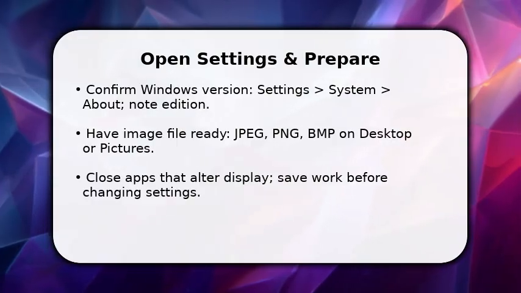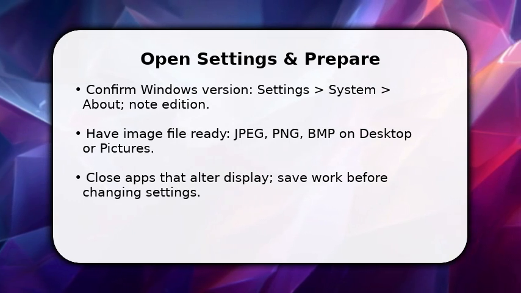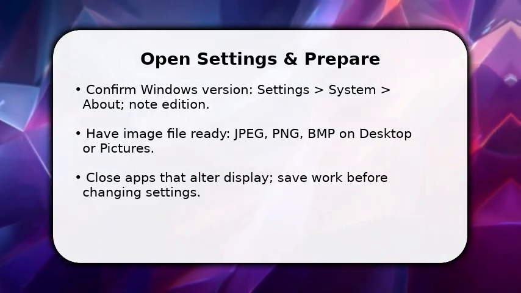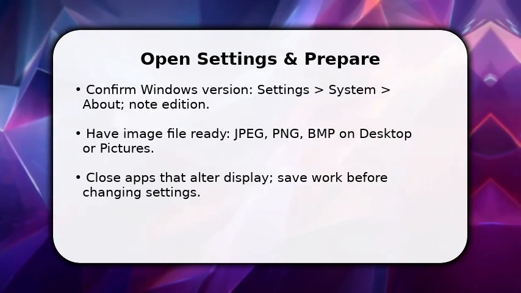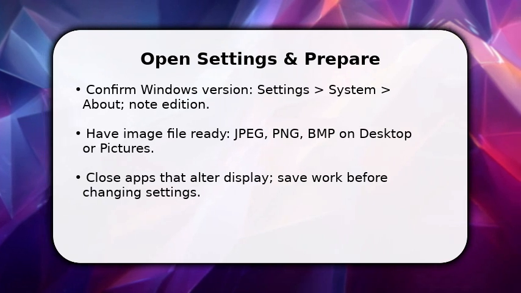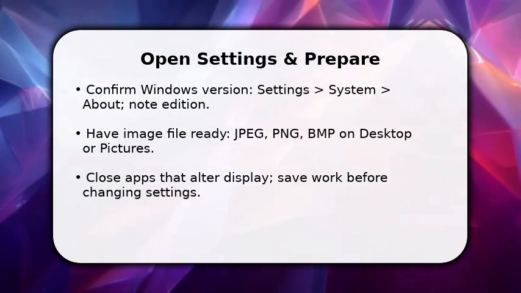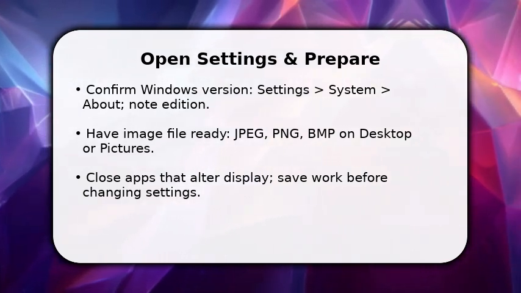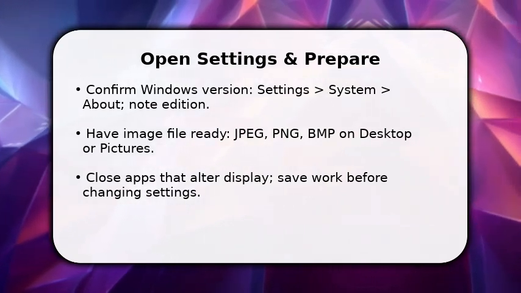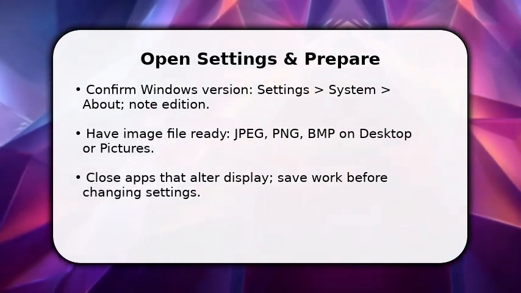You start by opening settings immediately. Press Windows key plus I. Once done, go to Personalization then Background. You need a saved image file in an accessible folder. Use Pictures or Desktop for speed. Make sure your display drivers are not updating and close programs that lock files. This first step ensures Windows can access the image and that changes apply cleanly.